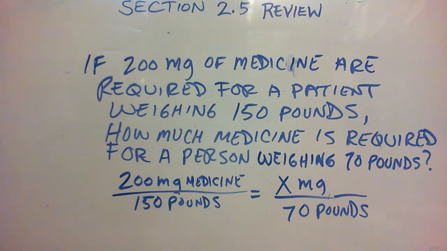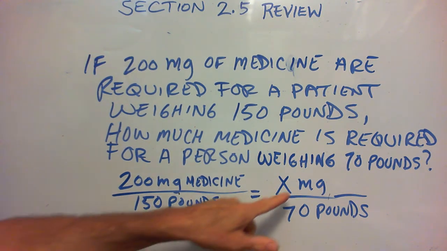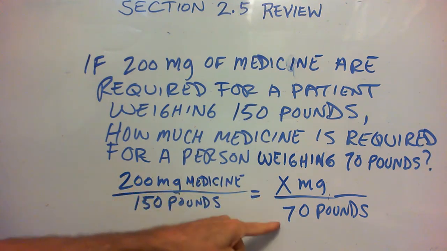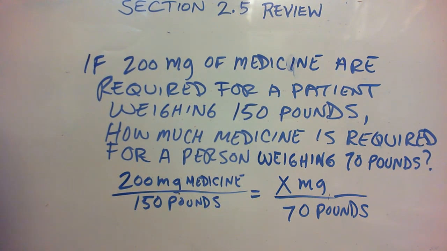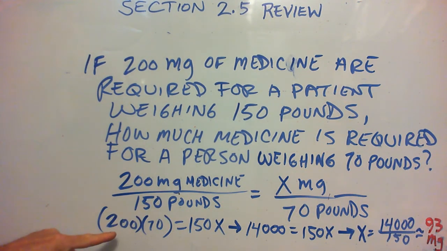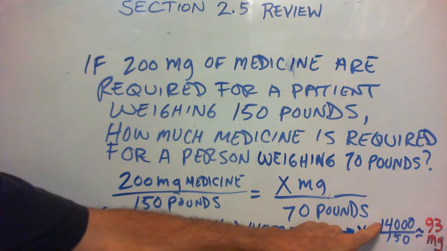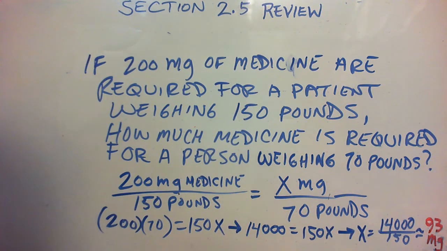So the proportion you get, 200 milligrams medicine per 150 pounds equals x milligrams of medicine per 70 pounds. And that's our correct proportion. Now it's true only if the cross products are equal. So we multiply the cross products and solve the equation. So when we cross multiply, we have 200 times 70 equals 150 times x. 14,000 equals 150x. Divide both sides by 150. We get x equal 14,000 divided by 150, or 93 rounded off to the nearest milligram.